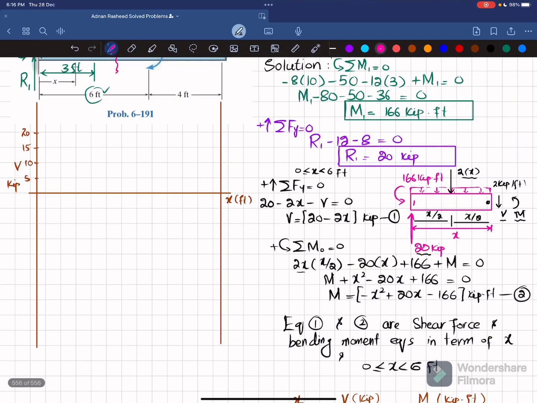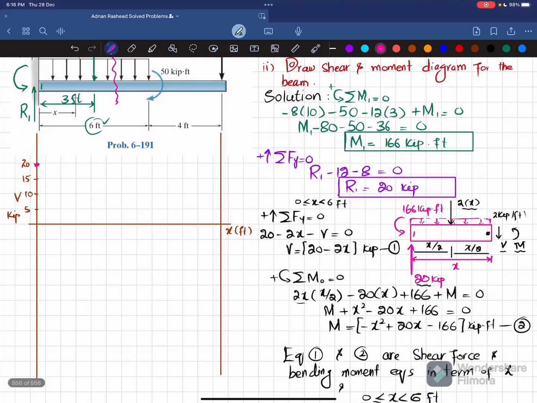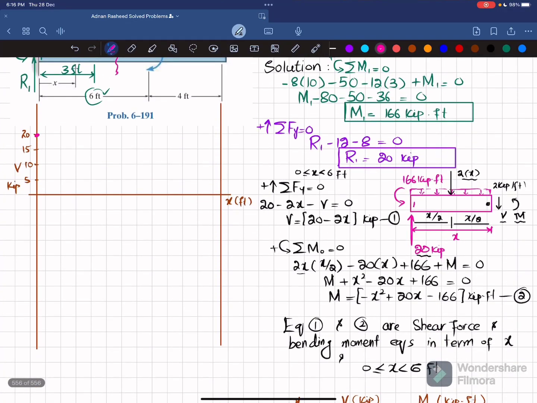Okay. So for x equal to 0, we have V equal to 20. So what we will do is that for x equal to 0, our first point is this one. Clear? And for x equal to 6 feet, this is 6 feet length.